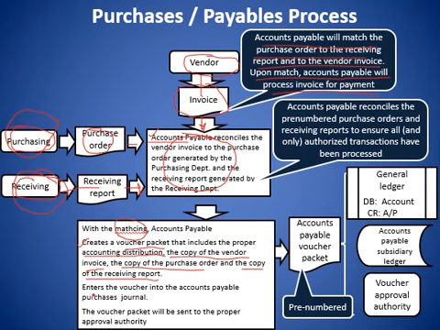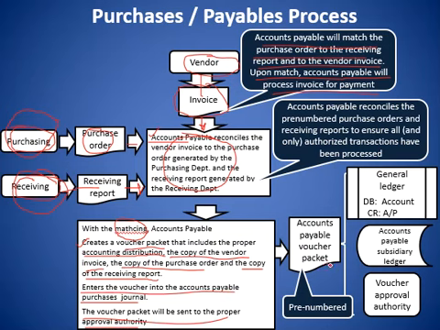Then accounts payable will enter the voucher itself, that voucher packet, into the accounts payable system purchases journal. So it would be recorded as an accounts payable purchase. The voucher packet will then be sent on to the proper approval authority so that the invoice can be processed for payments.